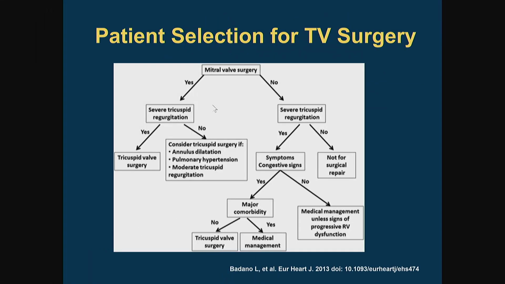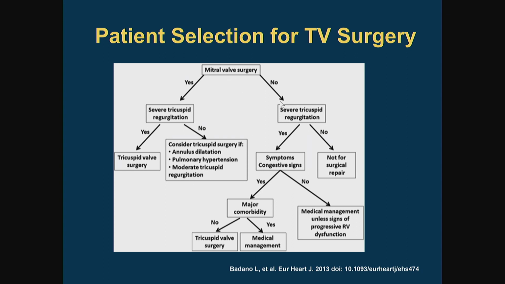So here's a flow diagram. If the patient is going to the operating room for mitral valve surgery, then if they have severe tricuspid valve disease, again, they should go for tricuspid valve surgery. If they do not, but there is annular dilation or moderate TR related to a primary tricuspid valve problem or significant pulmonary hypertension, these are circumstances where it's worth considering fixing the tricuspid valve as well.